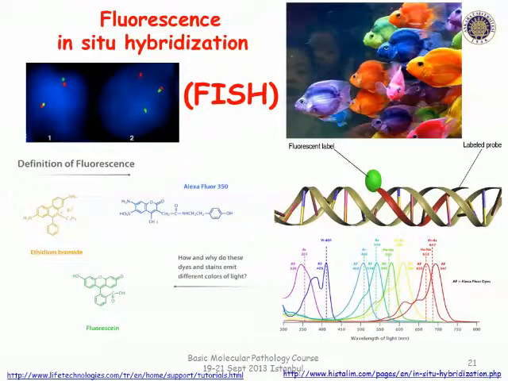Fluorescent in situ hybridization is done with fluorescent labeled probes. There are several different fluorescent labels. Some of them are more stable, some of them can decay easily. So for fluorescence labeling, you have to examine your hybridization, and you have to fix your hybridized image, or you have to be very quick to detect these hybridization results.